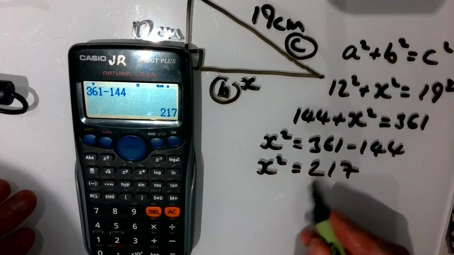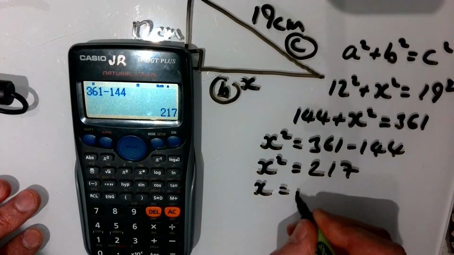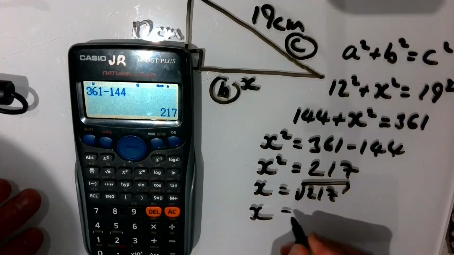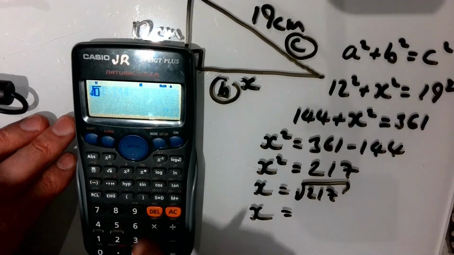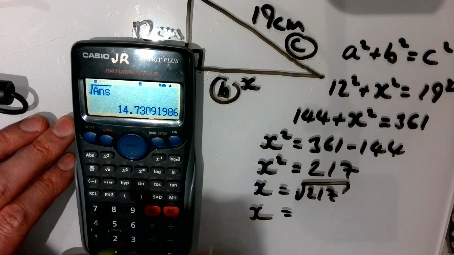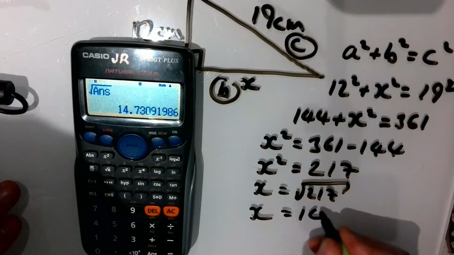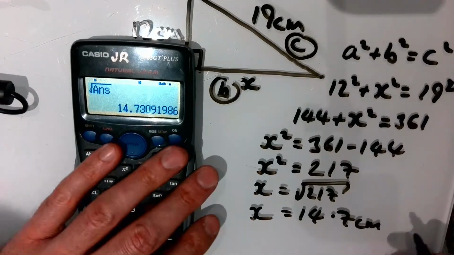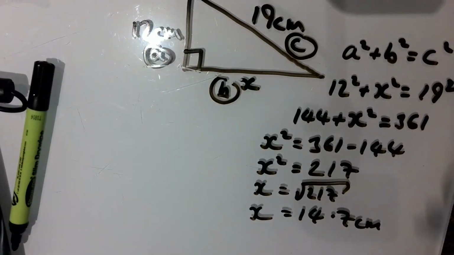We want our x here, so x is going to be the square root of 217, and x then is going to be, if we go square root of answer equals 14.7. So the answer to this one is 14.7 centimeters. Let's take a look at another example.